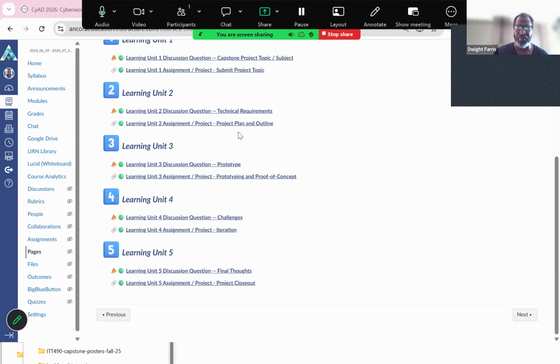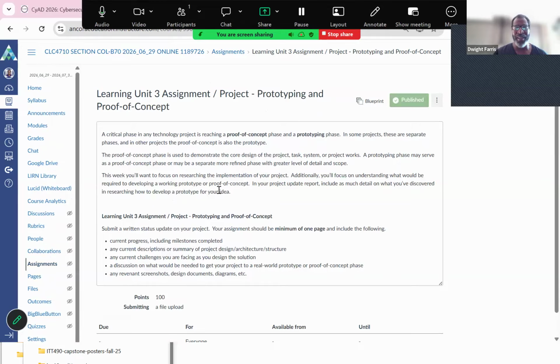And as far as the assignment, let me just briefly review this. Once again, do not separate between the discussion response and the assignment itself. So essentially, even if it's conceptual, I do want you to show what your working prototype would look like. Once again, there's not a lot of time, but you can put together something that can be a conceptual design.